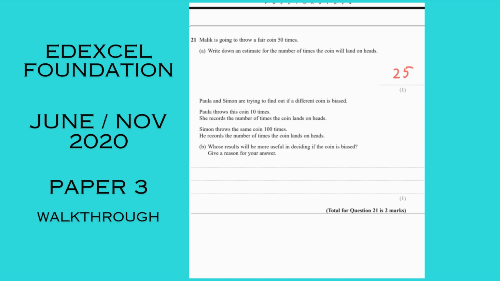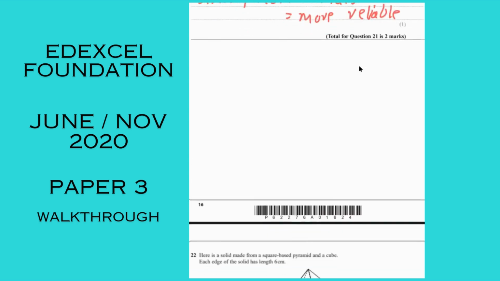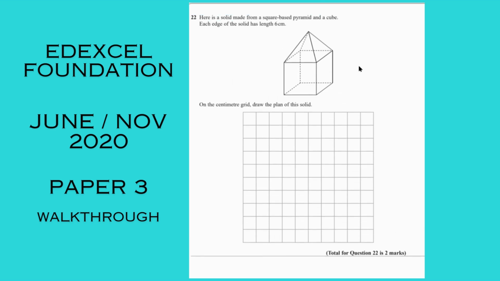Then we've got Paula and Simon. Read it to your heart's content, but ultimately it's waffle. Paula throws a coin 10 times, Simon 100. It's only worth 1 mark. Don't overcomplicate. Simon's is the best. More trials. You do an experiment more times, it's more reliable. That's it. Nothing more complicated than that. Don't think you've got to fill the 3 lines.